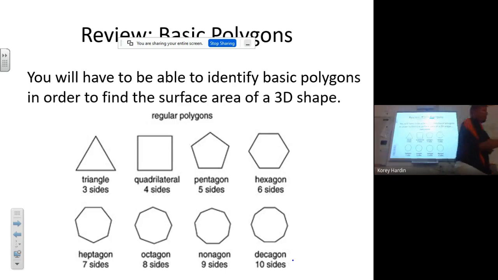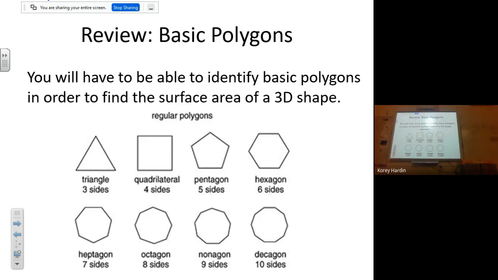So let me go over here real quick. Let's just talk about some basic polygons, okay? We talked about polygons today in class. We had several different shapes. I got the old triangle, quadrilateral, pentagon, hexagon, heptagon, octagon, nonagon, and the good old decagon, okay?